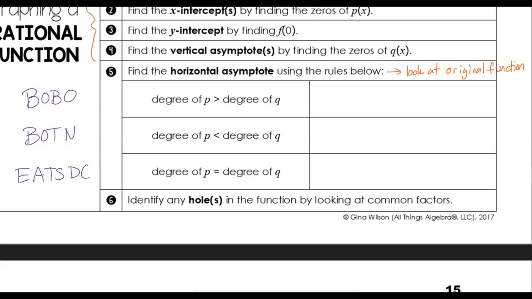Does anyone remember this? Does anyone remember? Okay, let me break it down. Oh, you do? That's awesome, Samantha. I swear, first period, no one remembered it. Now here's the trick. Does anyone remember what BOBO stands for? Right, me. Does anyone remember what BOBO stands for?